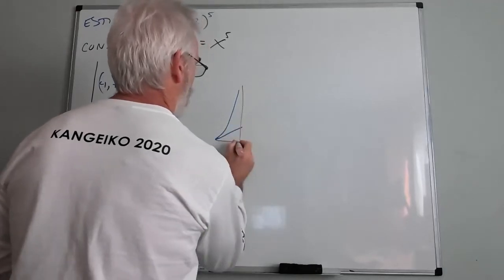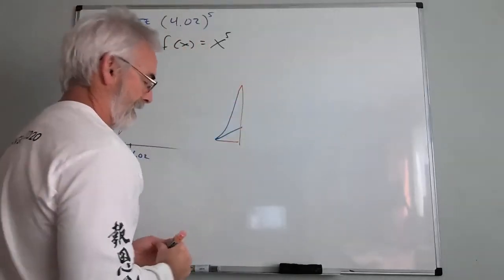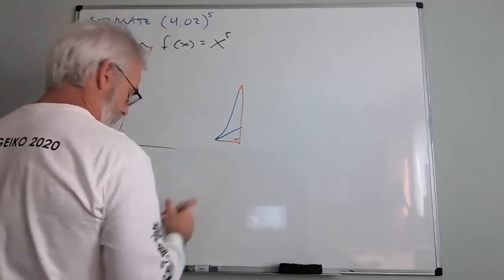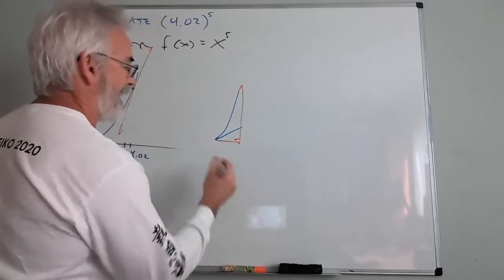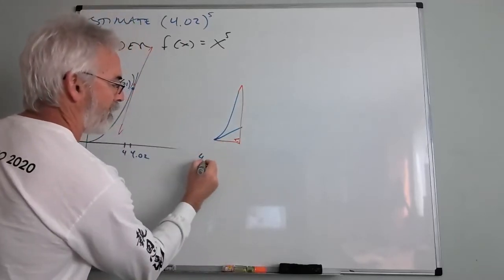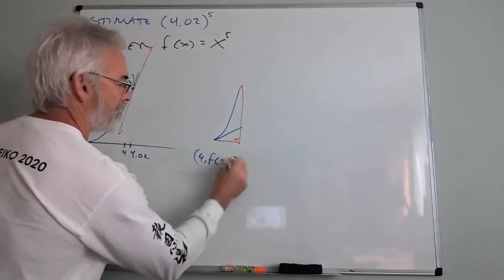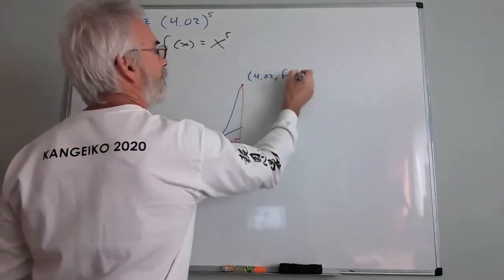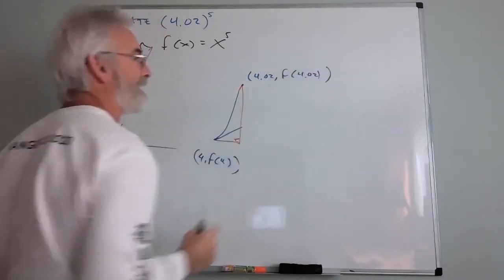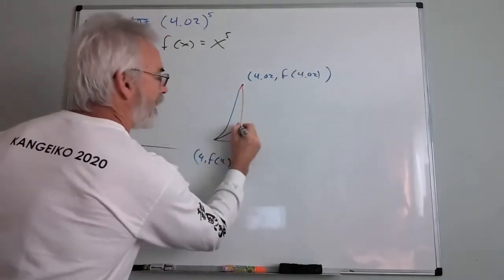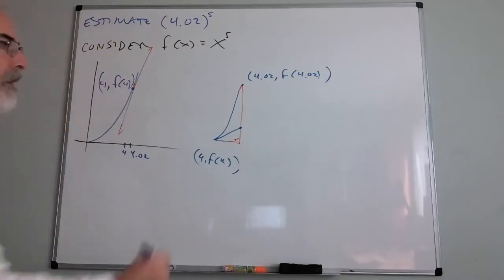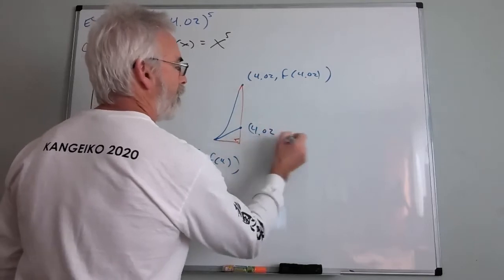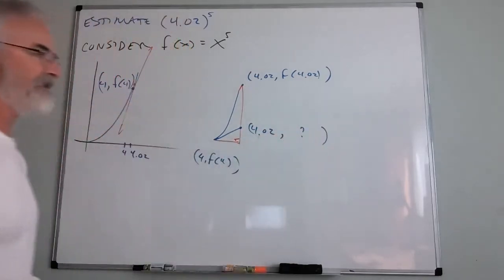Let me draw a little thing here. If I made a little right triangle here, this point right there is 4 comma f of 4. That point right there would be 4.02 comma f of 4.02, whatever that is. And this point here would be 4.02, sorry, whatever the y value on the tangent line is.